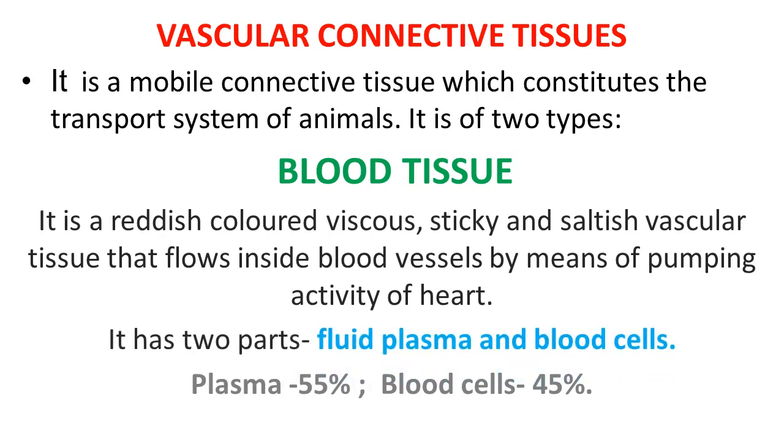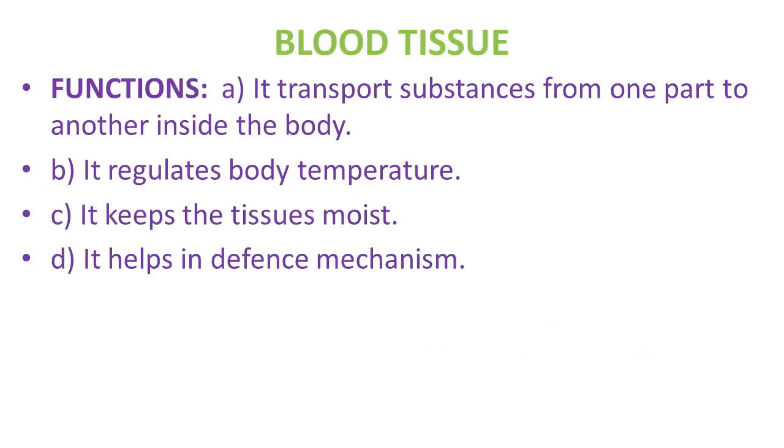Now this blood tissue has two important parts, which are known as the plasma and the cells, the blood cells. Plasma is fluid in nature and makes up 55%, and blood cells constitute about 45% of this tissue. So what does it actually do? It transports various substances from one part to another. The blood tissue is also responsible for regulating body temperature. It keeps the tissues moist, and it also helps in the defense mechanism because it contains WBC cells.